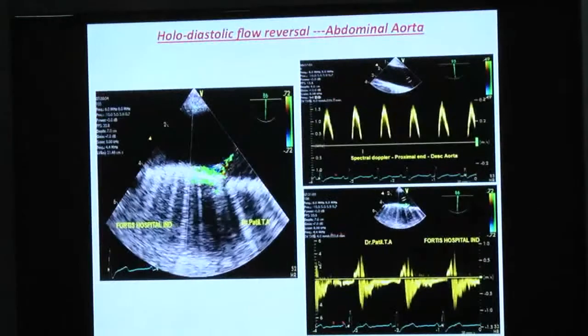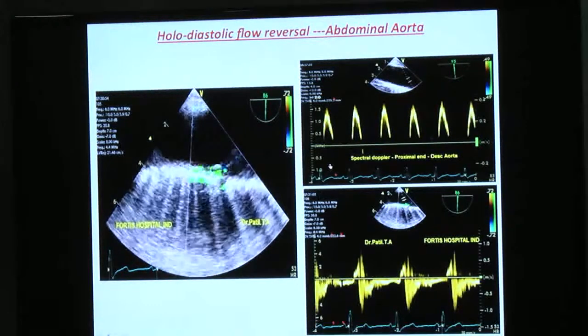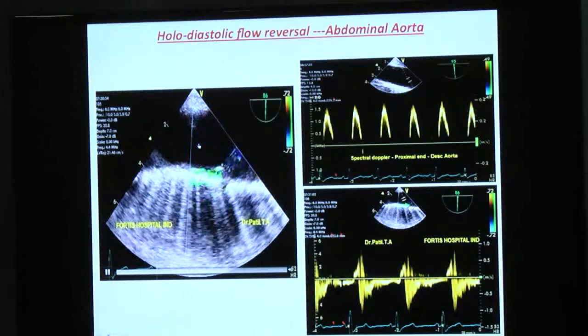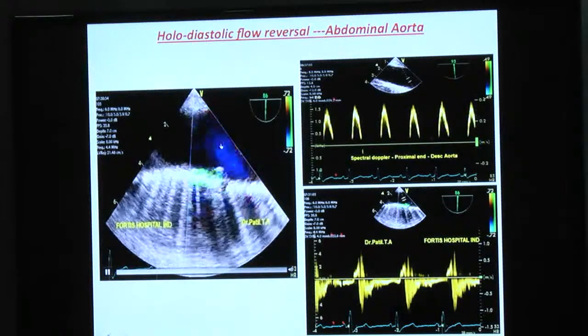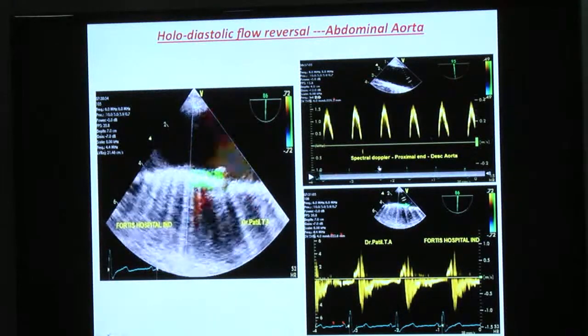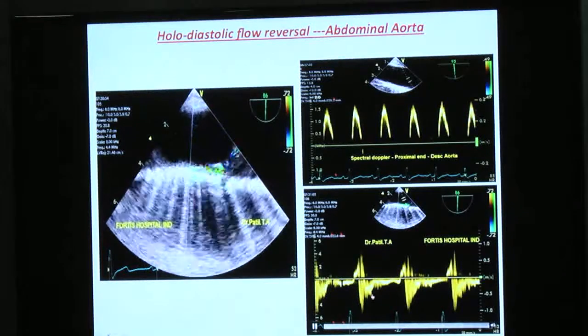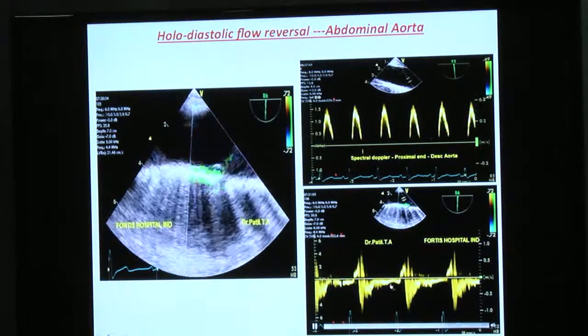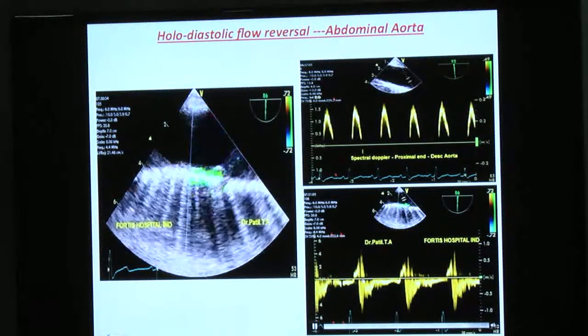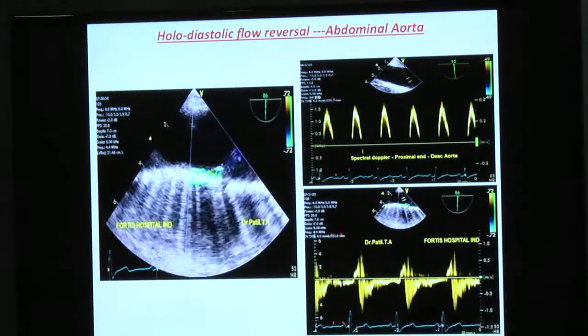Another important echo finding would be in the mid-esophageal descending aortic long axis view. This is the proximal end of the aorta and this is the distal end. You put in pulse wave Doppler across that. You can see, this is your normal flow. And if you have a reversal of flow in the opposite direction, there is a holodiastolic flow reversal. This you can assess in the ascending aorta, descending aorta as well as abdominal aorta.